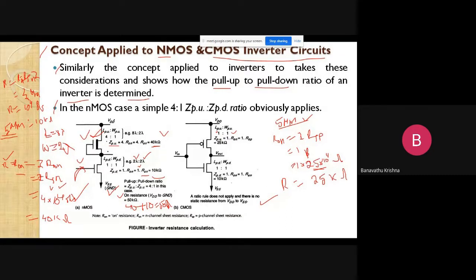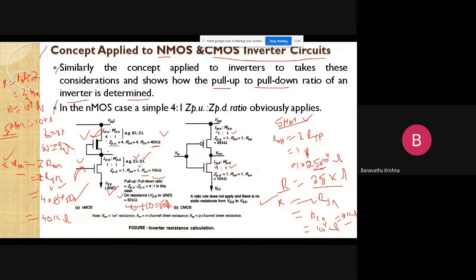Similarly, in the N channel, the resistance R equals 1 into RSN. You know that length is 1 and width is 1, so the ratio is also 1. So R equals RSN, which is 10 to the power of 4 ohms. For approximation, I take it as 10 kilo ohms. So for the P channel the resistance is 25 kilo ohms, and for the N channel the resistance is 10 kilo ohms.